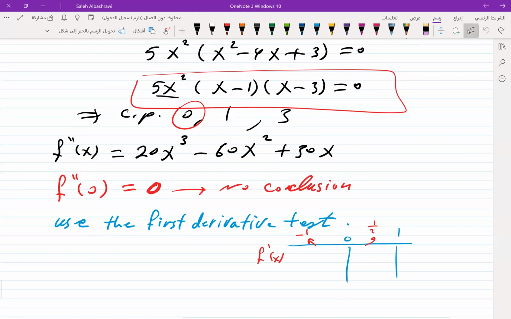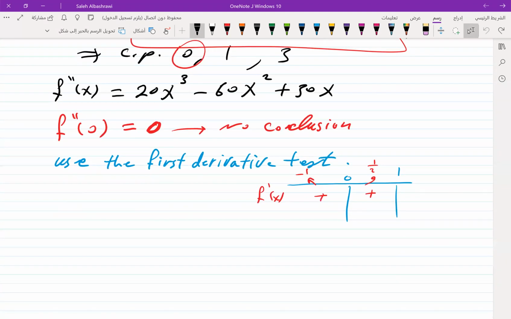If you replace x by minus 1, you will have a positive sign. If you replace by 1/2, it is a positive sign also. So the first derivative is not changing the sign around the 0, which means there is no relative maximum or minimum at x equal to 0.